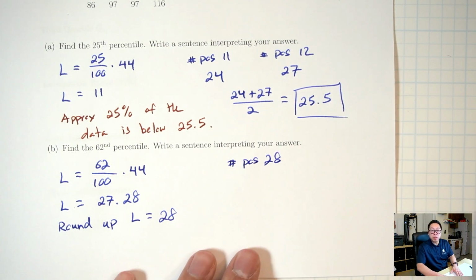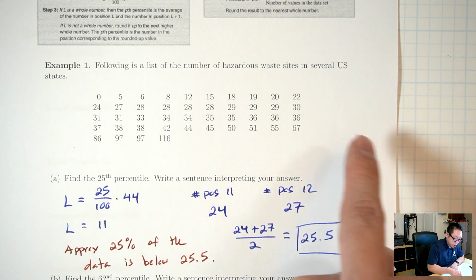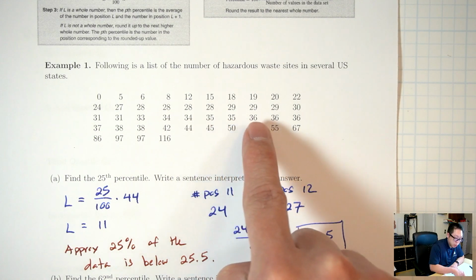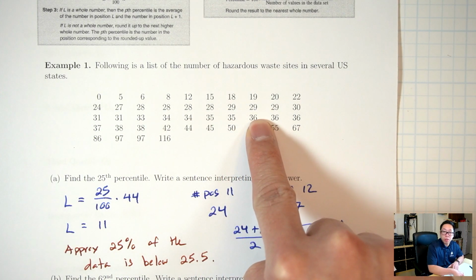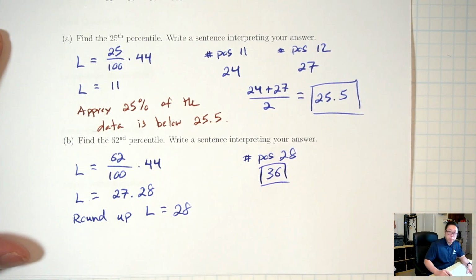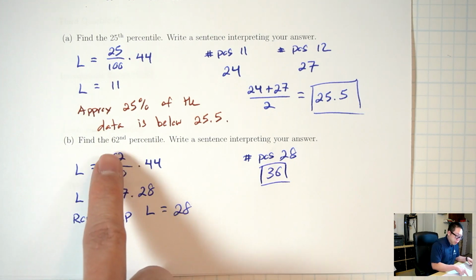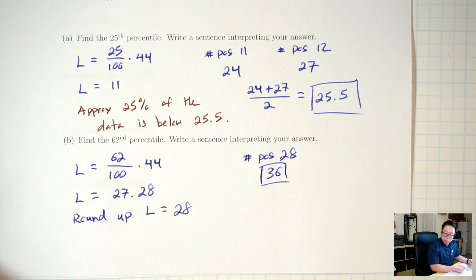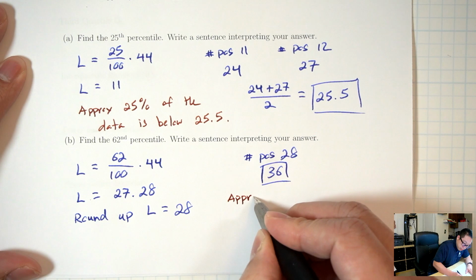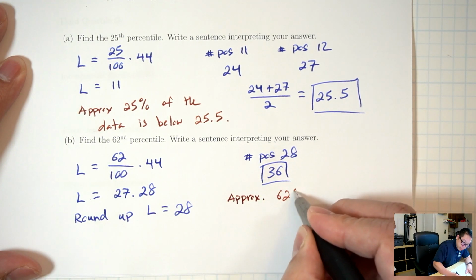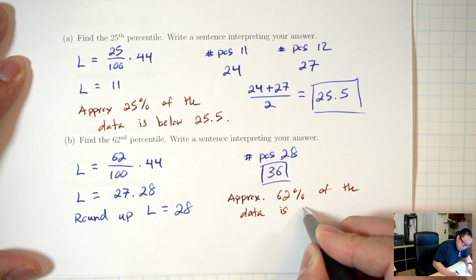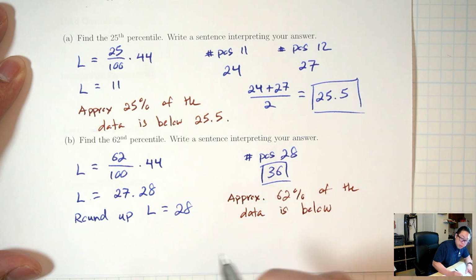So what number is in position 28? There's 10 in each row, so that's 10, 20, 21, 22, 23, 24, 25, 26, 27, 28. So 36 is in position 28. And then the interpretation: the percentile tells you what percent of the data is below. So we're saying that approximately 62% of the data is below this number, 36.